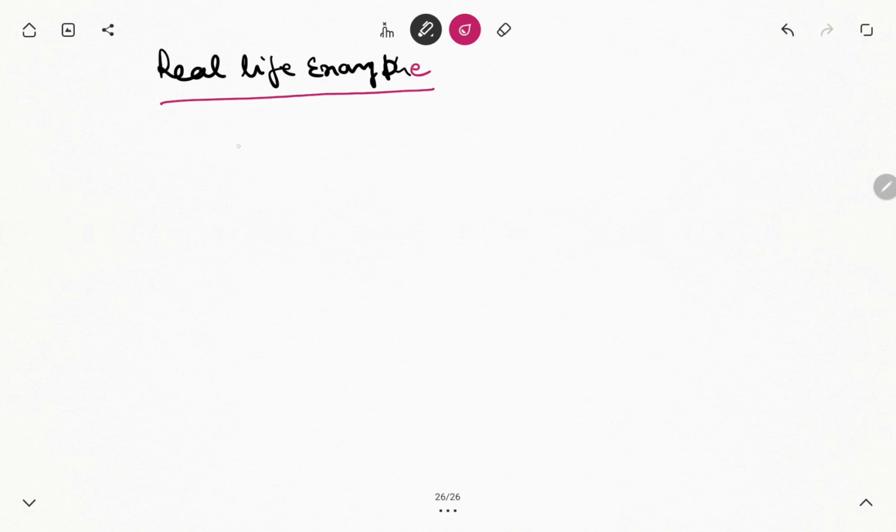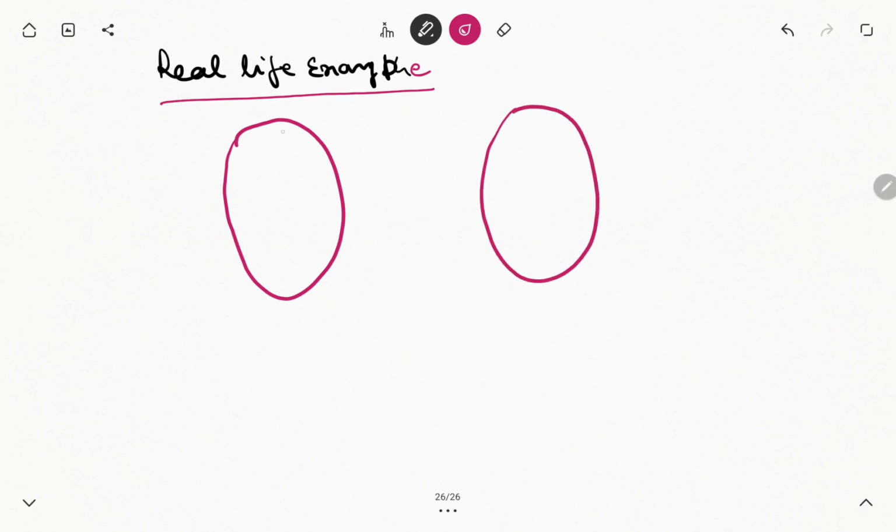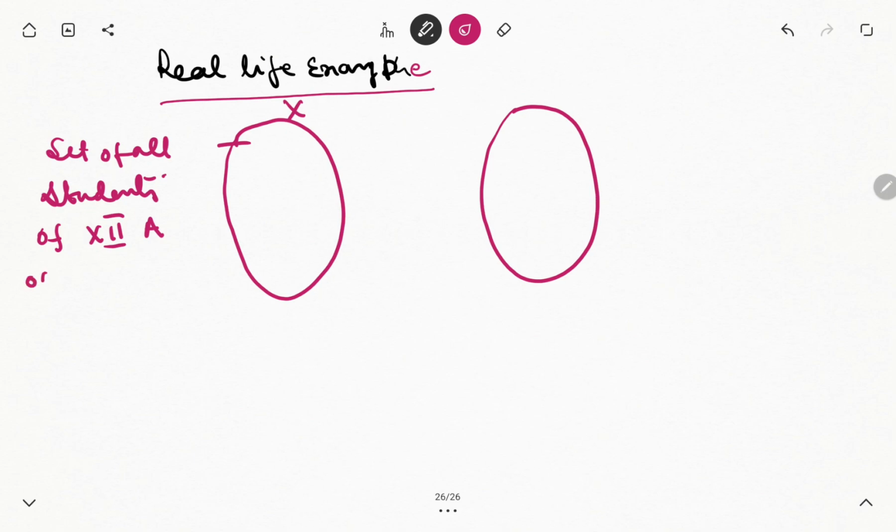What is the real life example? You are a student of class 12, say section A. This is a set X of all students of class 12th A. To define it, it should be a well defined set. The class 12th A of Ramanujan, say, or not Ramanujan.